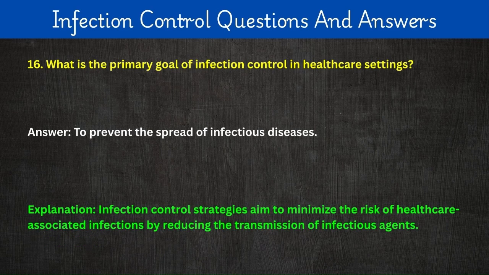16. What is the primary goal of infection control in healthcare settings? Answer: to prevent the spread of infectious diseases. Explanation: infection control strategies aim to minimize the risk of healthcare-associated infections by reducing the transmission of infectious agents.